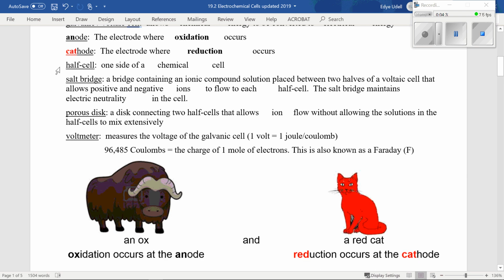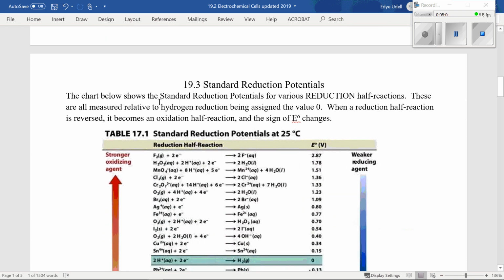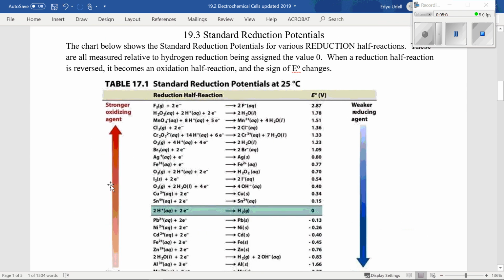Now, you'll notice up here, I had the anode and the cathode. So I give these visuals to students. You want to visualize an ox because anode is where oxidation occurs. And you want to envision a red cat because red reduction is where the cathode is. Reduction occurs at the cathode. Okay, you're going to need this chart for homework, for classwork. You'll also be given a chart in the class packet of standard reduction potentials, SRP.